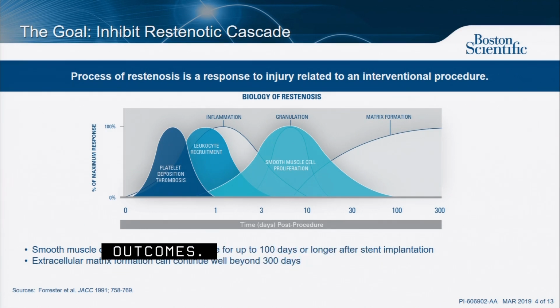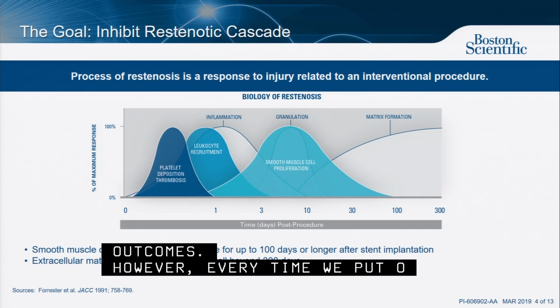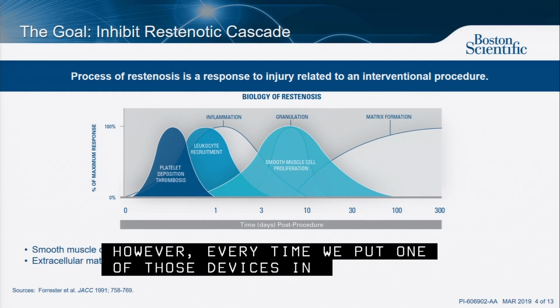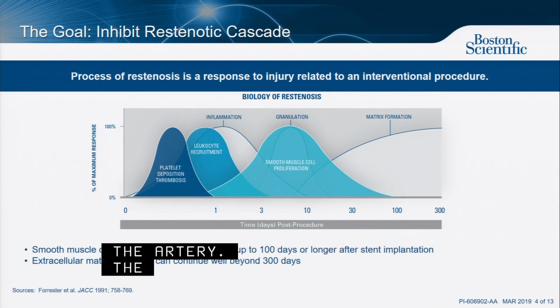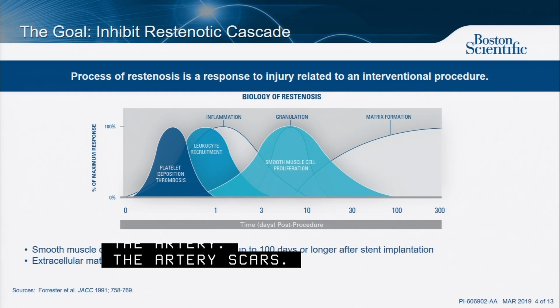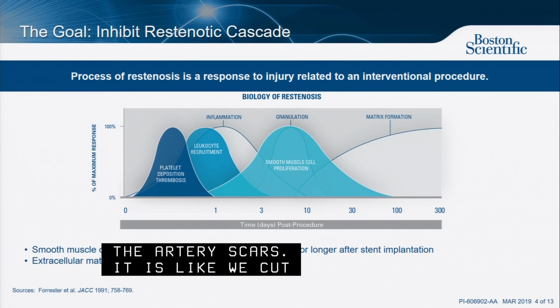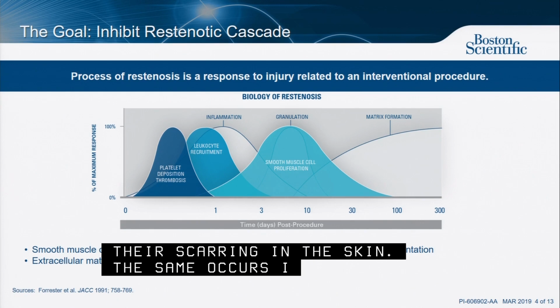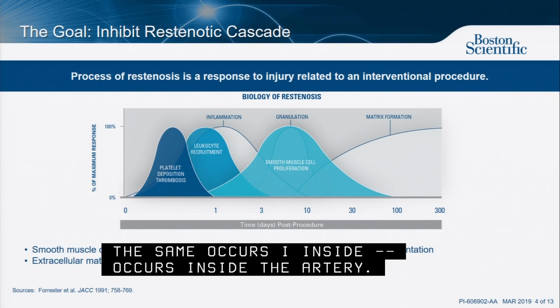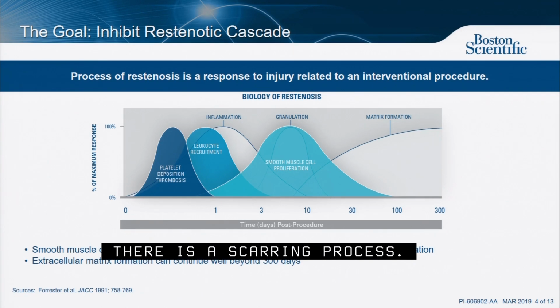However, every time we put one of those devices in and we balloon the artery or put a scaffolding in the form of a stent, that causes an injury to the artery. And the artery scars. It's like we cut ourselves and there's a scarring in the skin. The same occurs inside the artery. There is an injury and there is a scarring process, which we call the restenotic process. And along with that, there may be also additional deposits of plaque. And this occurs in a prolonged period of time. It's not instant.